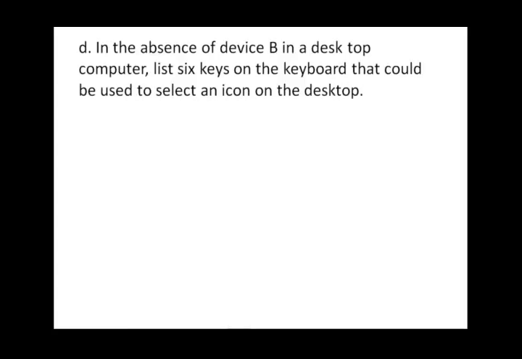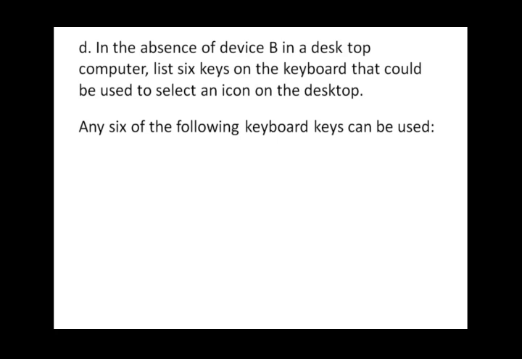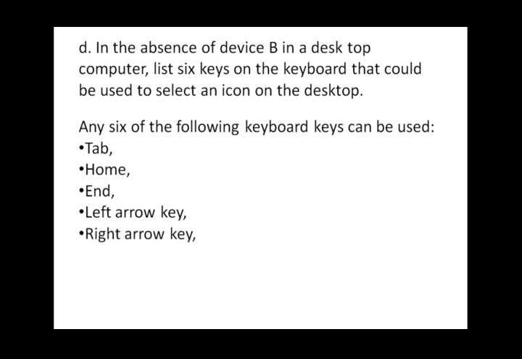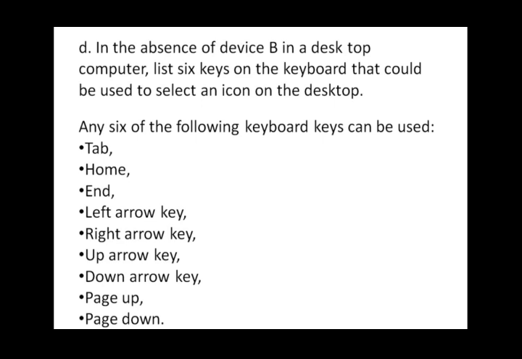D. In absence of device B in a desktop computer, list 6 keys on the keyboard that could be used to select an icon on the desktop. Any 6 of the following keyboard keys can be used. You have the tab key, home, left arrow key, right arrow key, up arrow key, down arrow key, page up, page down. Any of these 6, if you pick any 6 here, can be able to do that.